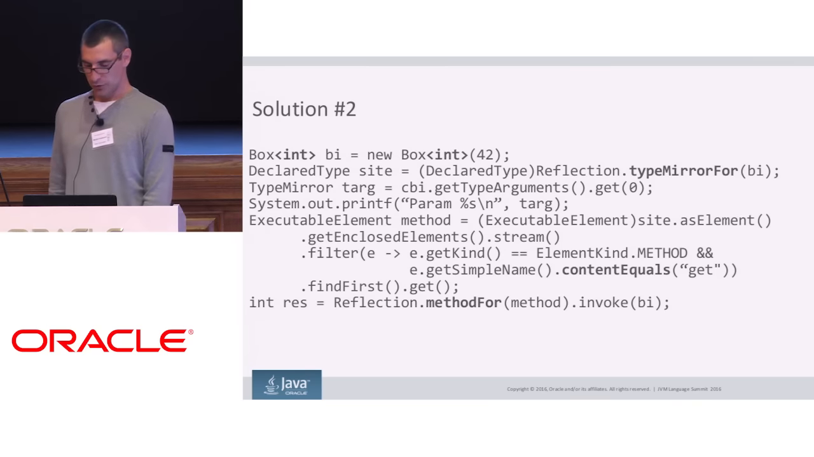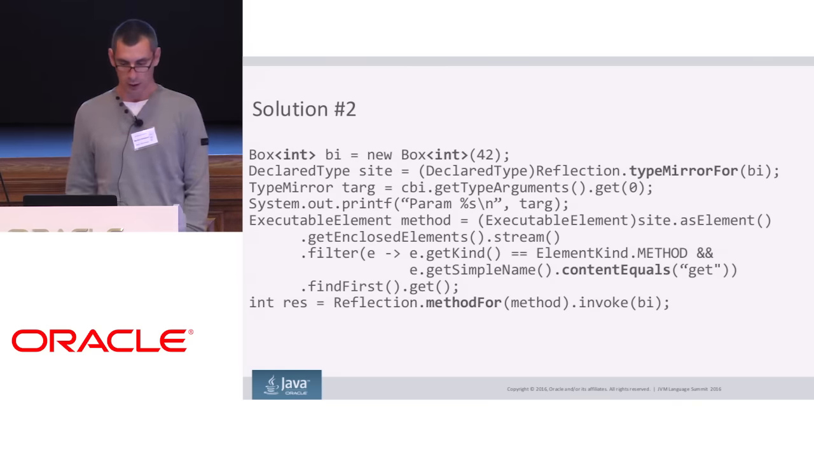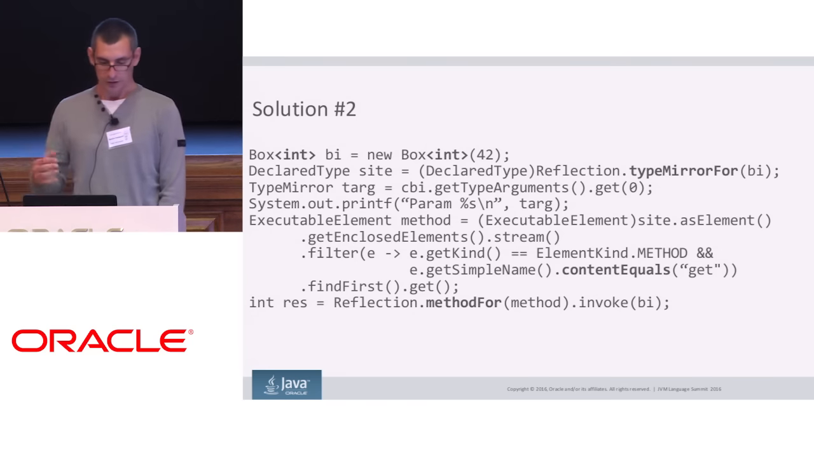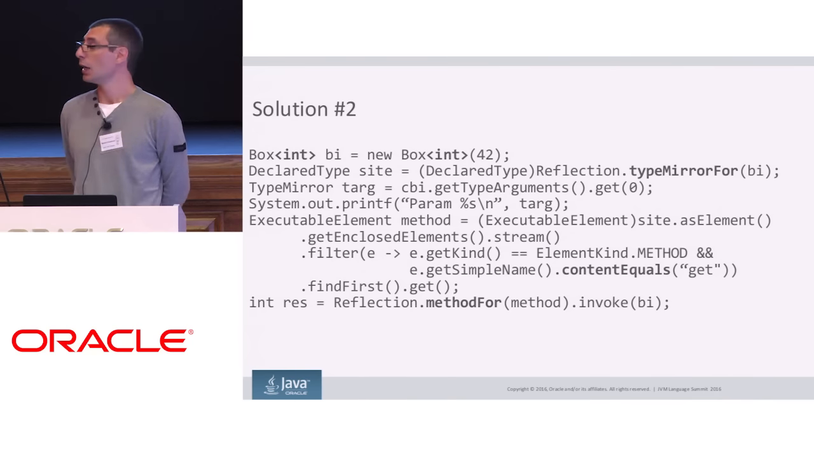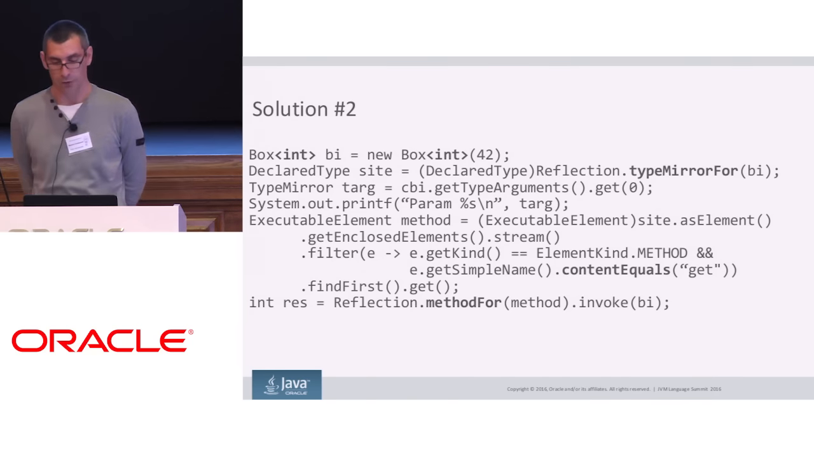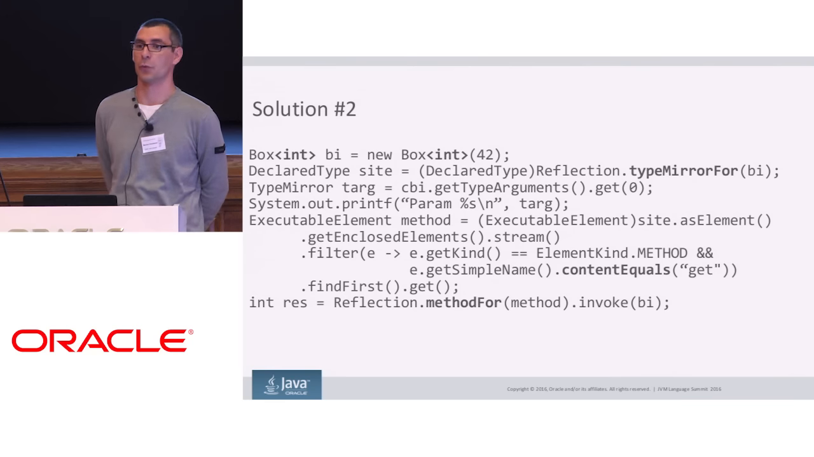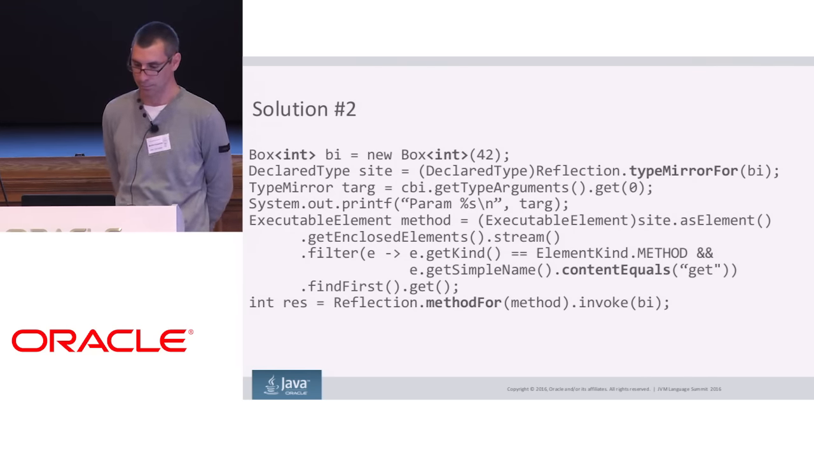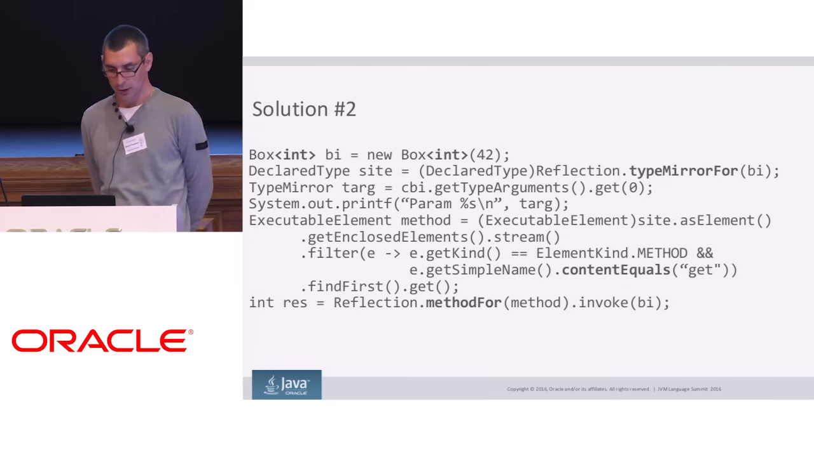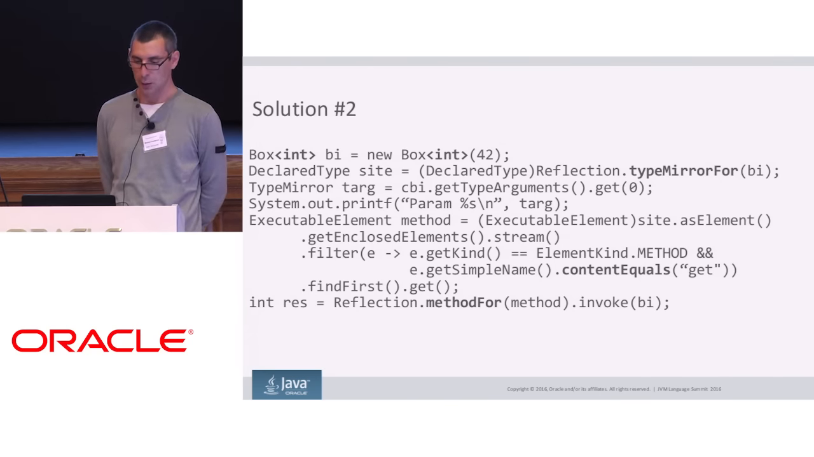What does solution 2 look like? Well, let's start off with the box of int. We get a mirror for that box. As we can see, we get a little bit of verbosity here because we have no language support for getting mirrors out of a box of int, but that doesn't bother me at this point in time. We can get the type argument, we can print out the type argument, and then we have the lookup.